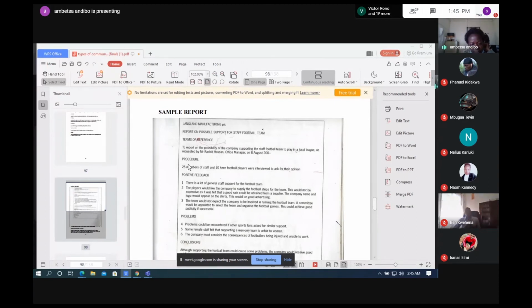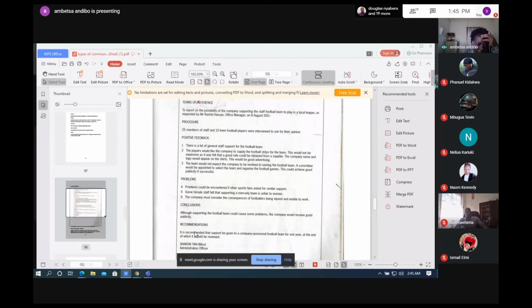Then positive feedback and problems, those two fall under findings. So look at finding number 1. There is a lot of general support for the football team. And the first recommendation, it is recommended that support be given to a company-sponsored football team.